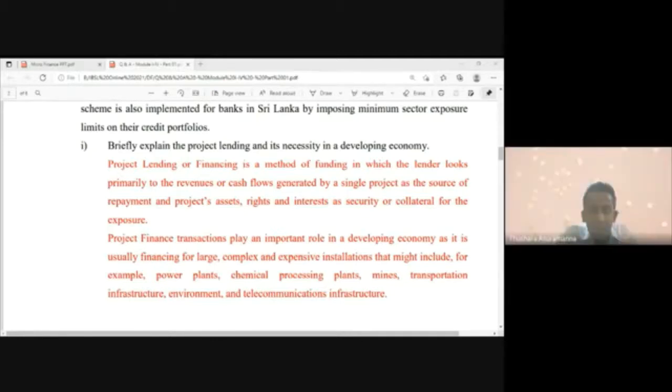What do others think? Can we write the answer more precisely than what he has mentioned? Or is it enough?